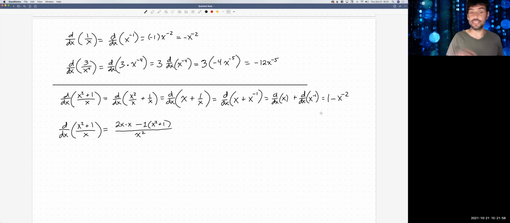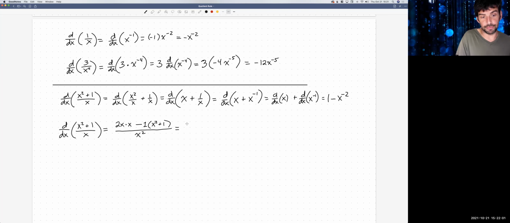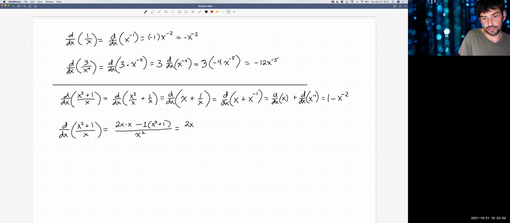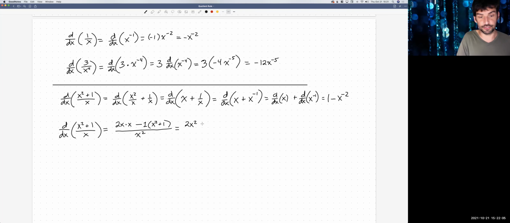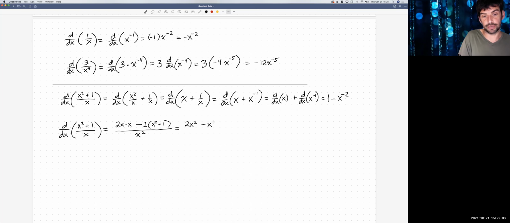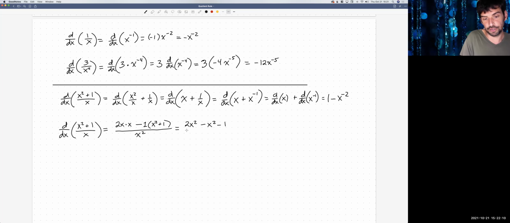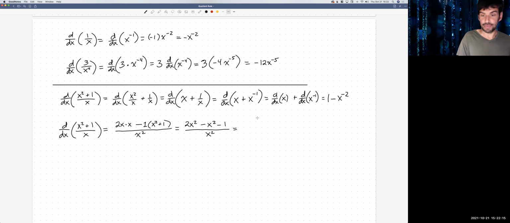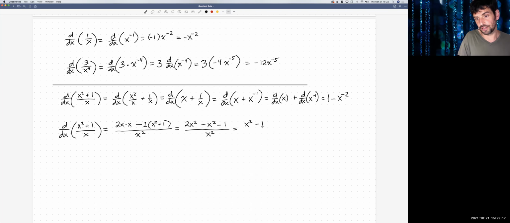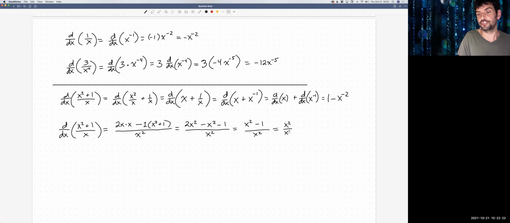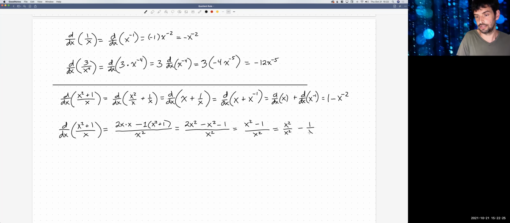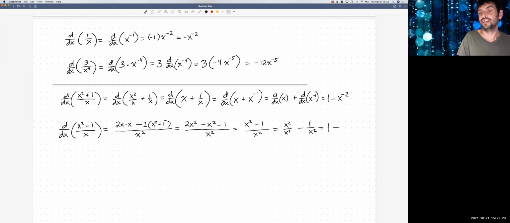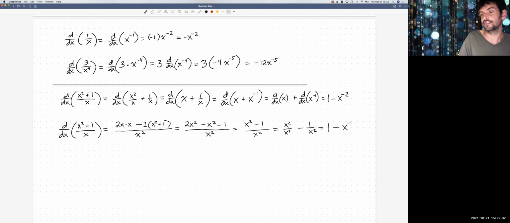This looks very different than what I have written up there, but if we spend a minute, let's do a little bit of manipulation here. So 2x times x is 2x squared. Let's distribute that -1. We're going to get minus x squared minus 1 over x squared. 2x squared minus x squared is simply x squared. We've got a -1 over x squared. I can use rules of fractions, which is x squared over x squared is 1. 1 over x squared is x to the -2.